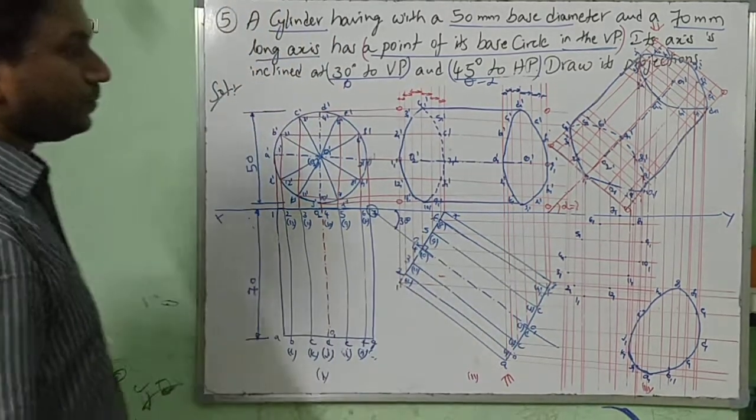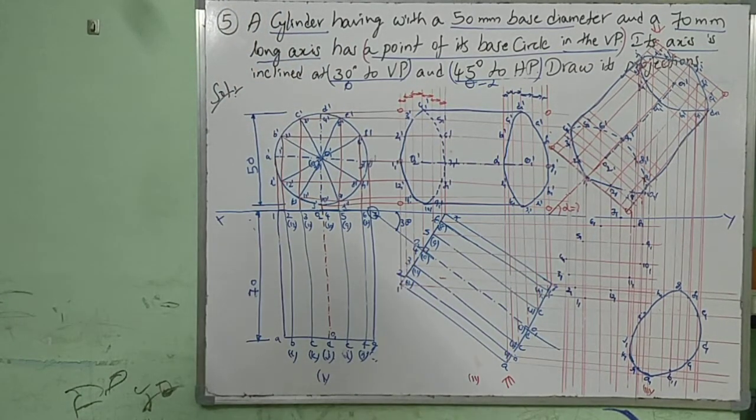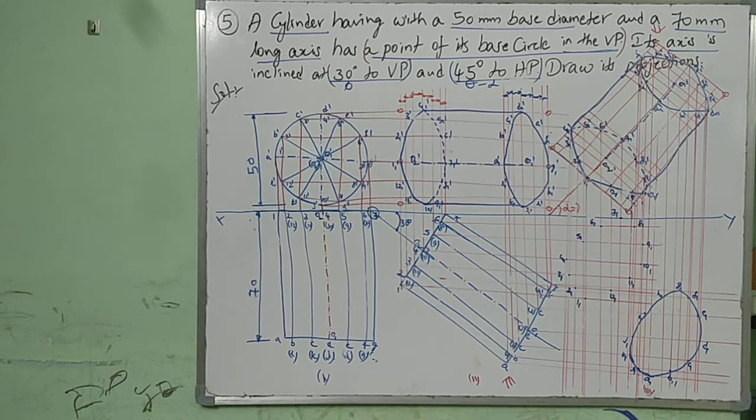Now I have done the points also. I can draw an ellipse for the base. But the thing is, from which point to which point it has to be thick and from which point to which point it has to be hidden. If you observe clearly, with respect to A, from 1 1 to 7 1 it has to be thick.